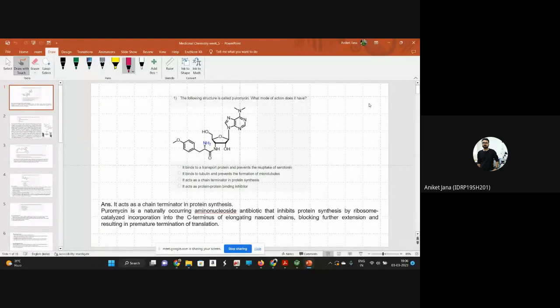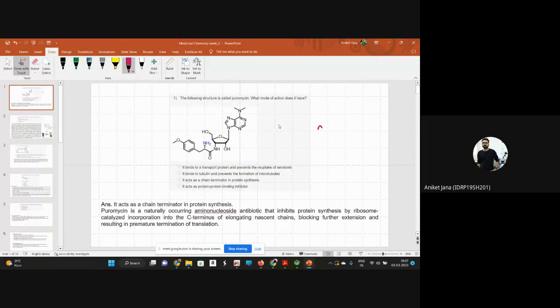Okay, so today's first question is: the following structure is called puromycin. What mode of action does it have? So now tell me, what is puromycin? Anybody want to say what puromycin is? Anybody? Anti-cancer drug.